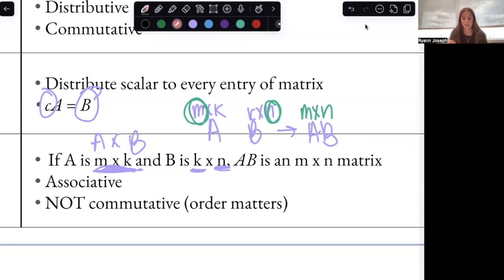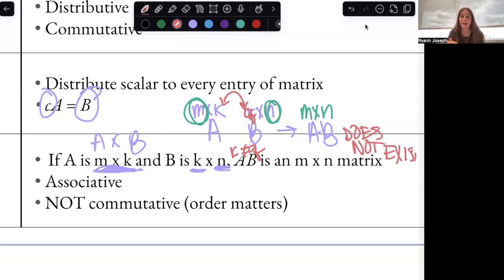Second important note is that these K's must be the same number. The number of columns in the first matrix must equal the number of rows in the second matrix. It just has to be. If it doesn't, it's not defined. If these are not the same, I would say this is Q, where K is not equal to Q, AB does not exist.